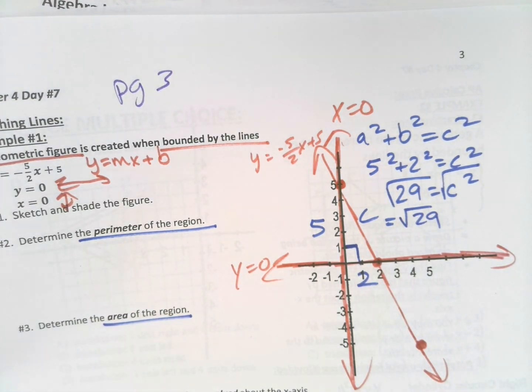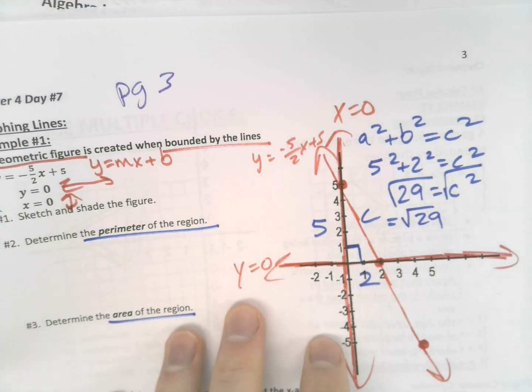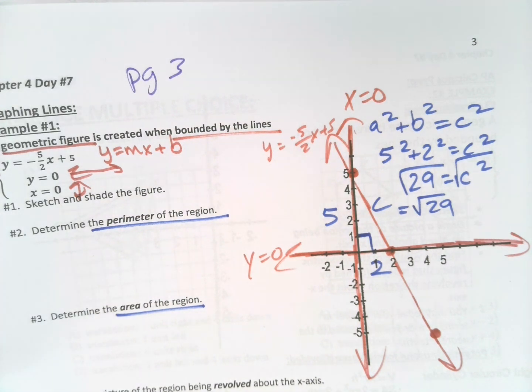So how would you guys describe the perimeter? Well, now, wait a minute. What is perimeter? Christian, remind us, man. How do you find the perimeter of something? You add up all the sides. Yeah, you go all the way around the shape.